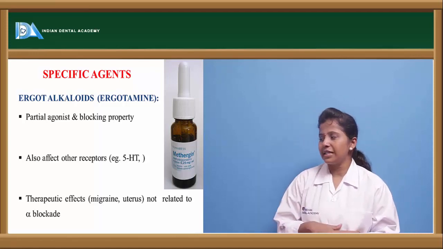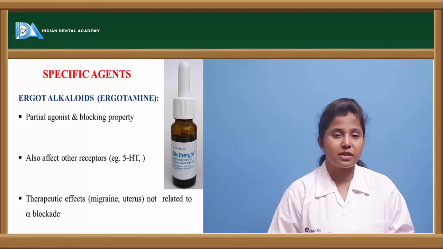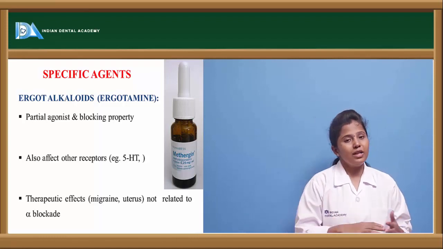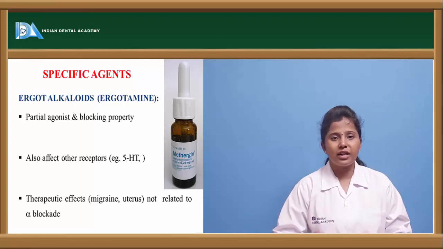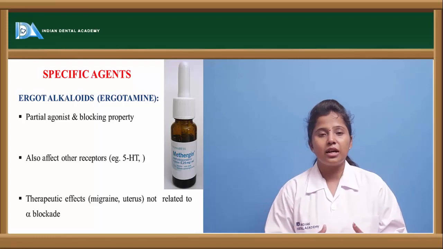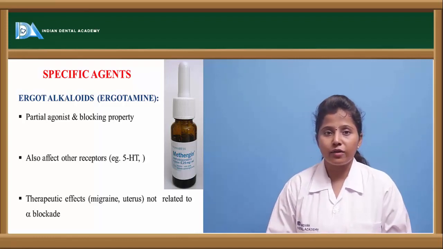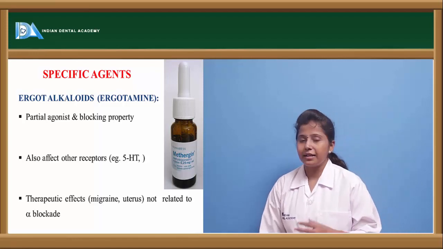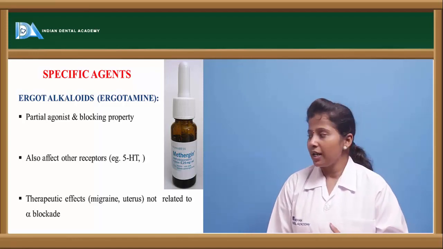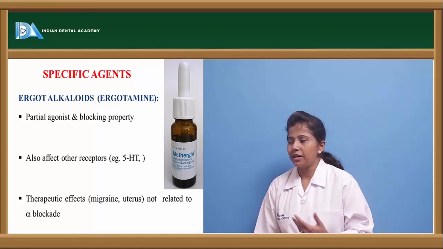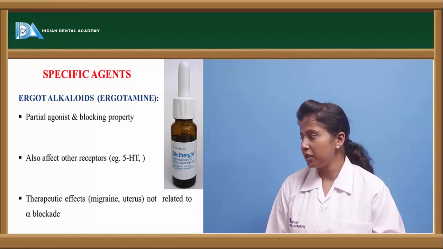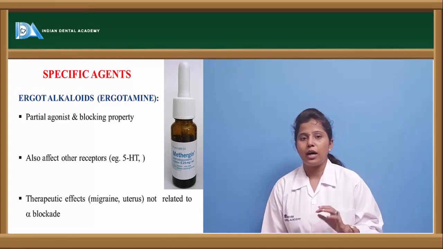And it also affects other receptors like 5-HT receptors, because these are good alkaloids that alter some of the other receptors along with the adrenergic receptors. Ergotamine alters serotonin or 5-HT receptors, and it has very few therapeutic uses. It is used only in migraine and if there are any disturbances in the uterus, and it is not related to alpha blockade.